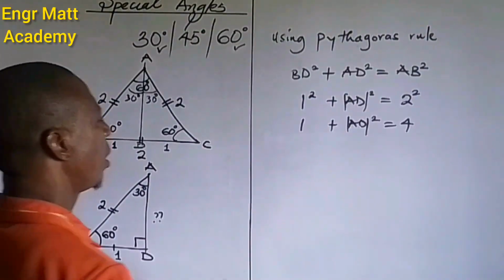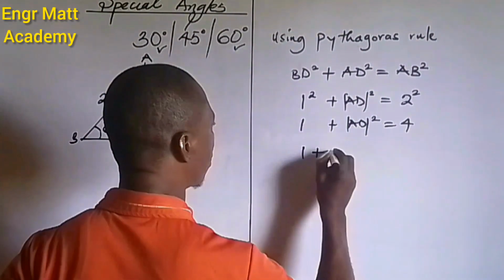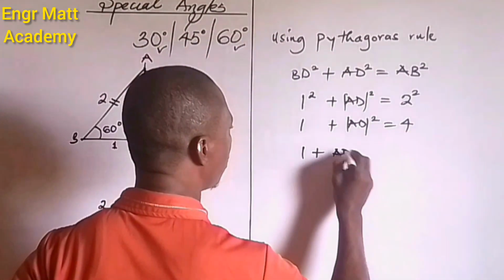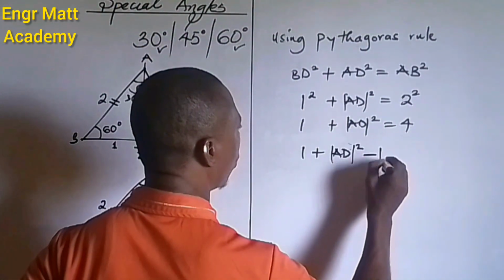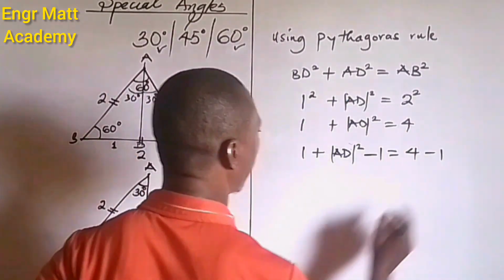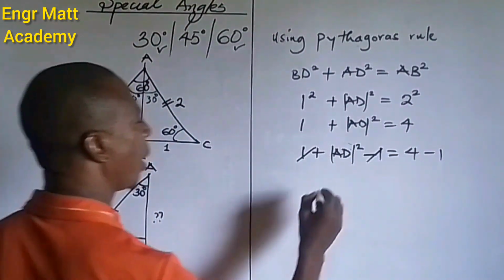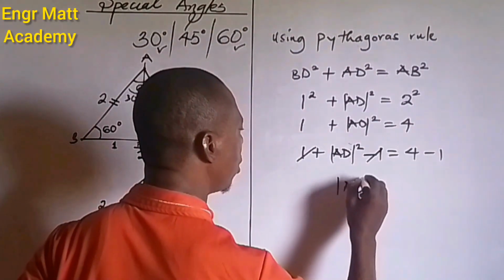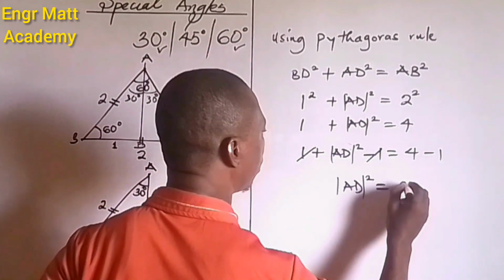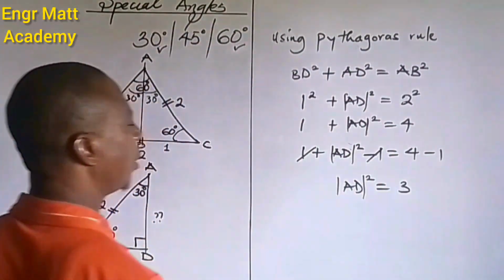1 squared is 1, plus AD squared equals 4. Next, we will say 1 plus AD squared minus 1 equals 4 minus 1. This 1 and minus 1 will cancel out. So we have AD squared equals 3. 4 minus 1 is 3.